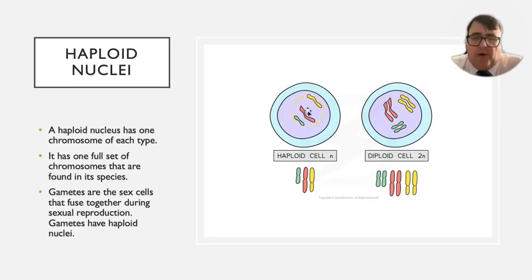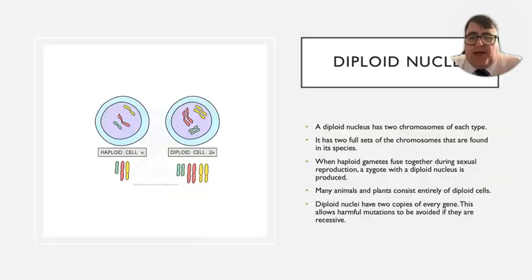Okay, so haploid, 1 set of chromosomes, compared to diploid, which has 2 copies of each chromosome. Looking at all of our other cells, except our sex cells, except our gametes, every other cell in the human body is a diploid cell. They have 2 full sets of chromosomes found within each cell.